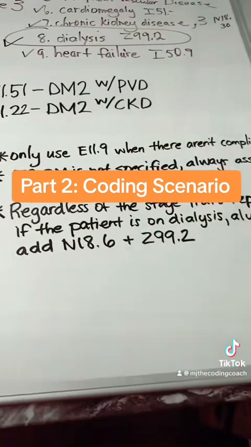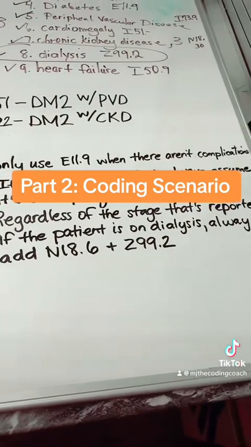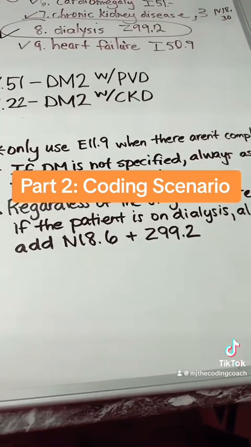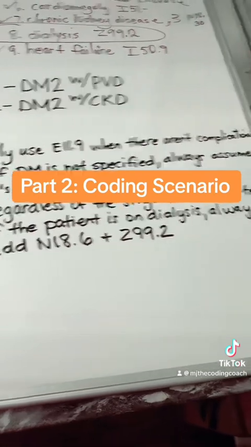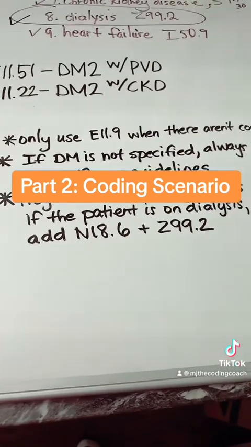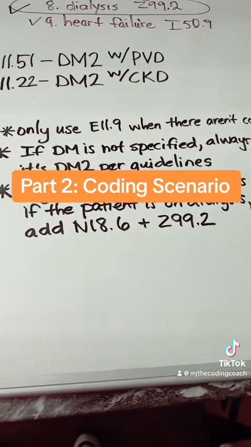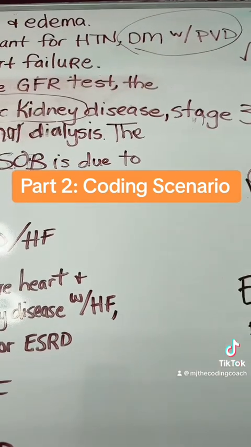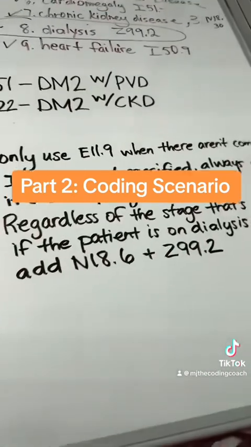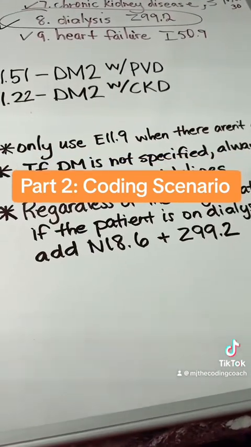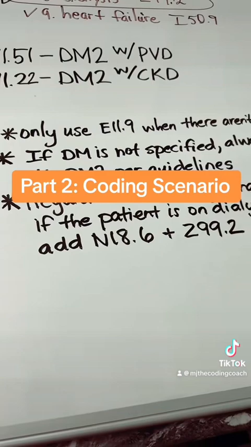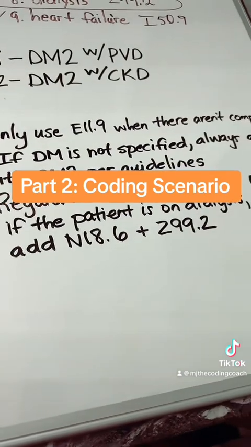Here are a few notes to keep in mind. Only use E11.9 when there aren't complications. If diabetes is not specified, whether it's type 1 or type 2, always assume it's diabetes type 2, per your guidelines. In this medical record, it said diabetes but didn't say whether it's type 1 or type 2, and we know that there are different types of diabetes. Since type 2 is the most common, you would naturally assume that the provider is speaking of diabetes type 2. That's in the guidelines.